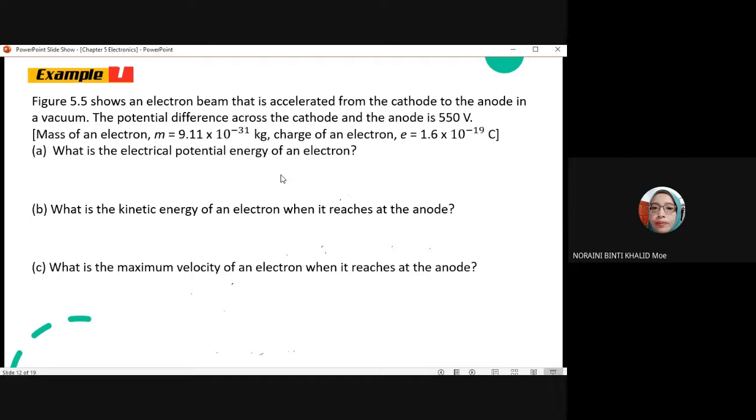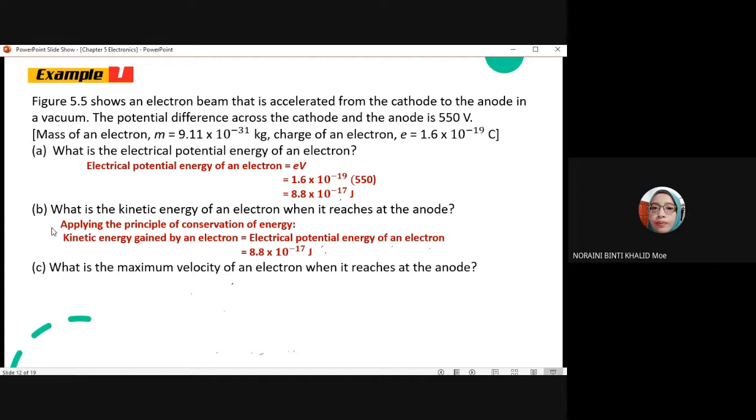Okay, remember the formula just now? eV, yeah? So you just take the charge of one electron, multiply by the voltage across anode and cathode. So we get 8.8 times 10 to the power negative 17 joule. What is the kinetic energy of an electron when it reaches the anode? Okay, the kinetic energy gained by electrons equals the electrical potential energy of electrons. The same value, as we apply the principle of conservation of energy.